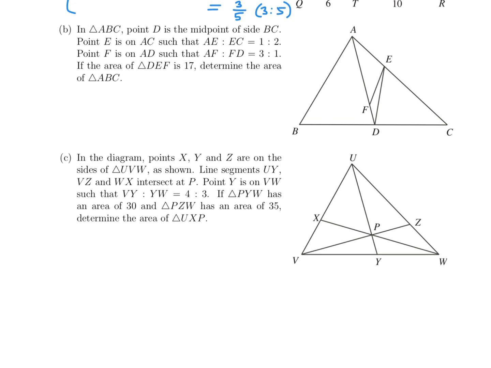In triangle ABC, point D is the midpoint of BC, and point E is on AC such that AE to EC is 1 to 2, and F is on AD such that AF to FD is 3 to 1. The area of DEF is 17. Determine the area of ABC. All right, so hopefully I can do this without too much confusion on the same diagram. I'll try. Hopefully the diagram doesn't get too messy.